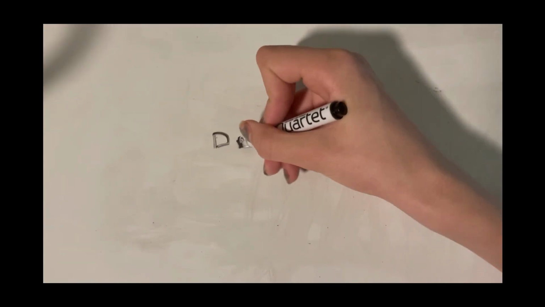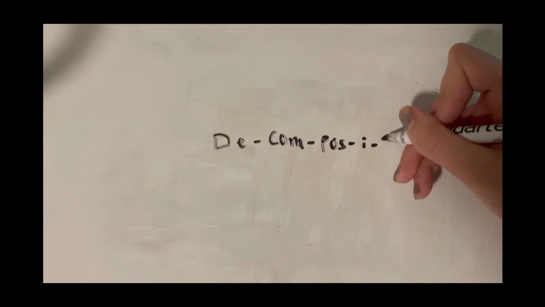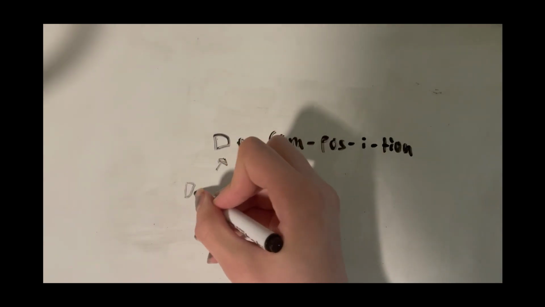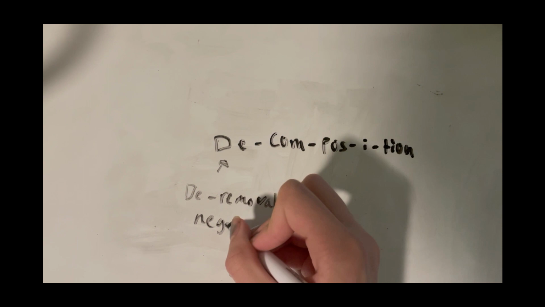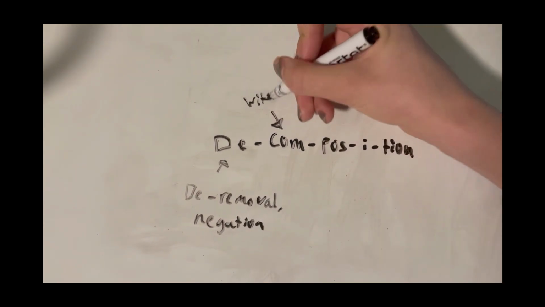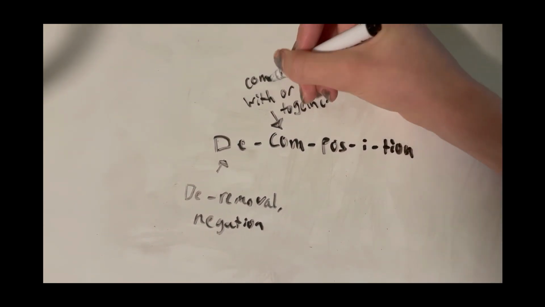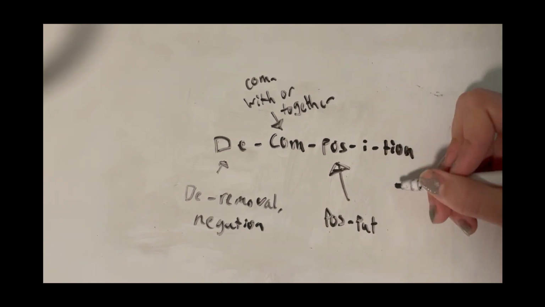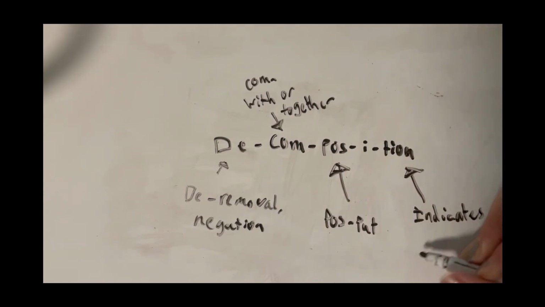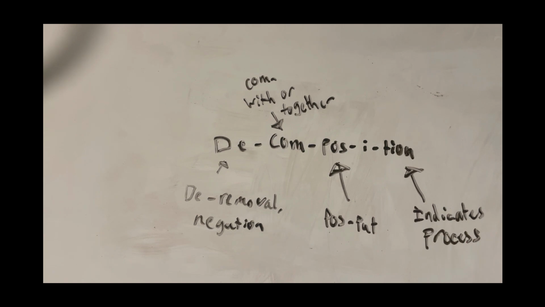The word decomposition can be broken down into 5 pieces. The first one, de, means removal or negation. The next root, com, means with or together. Pos means to put, and lastly, tion is there to indicate process. So in totality, the word altogether means the process of putting things removed from each other, which matches perfectly with how decomposition breaks things down.